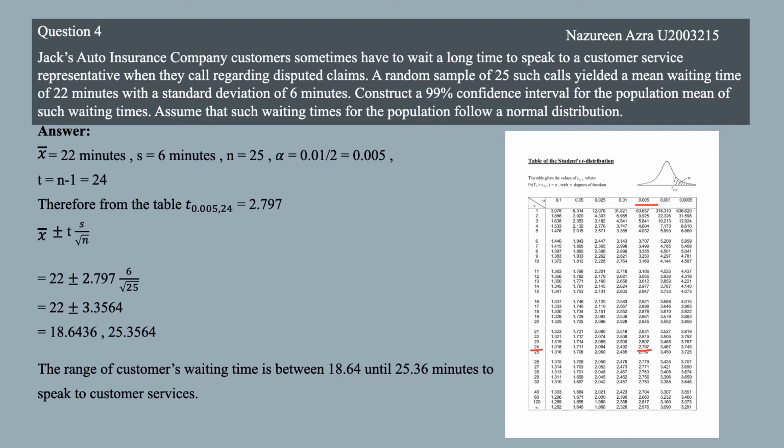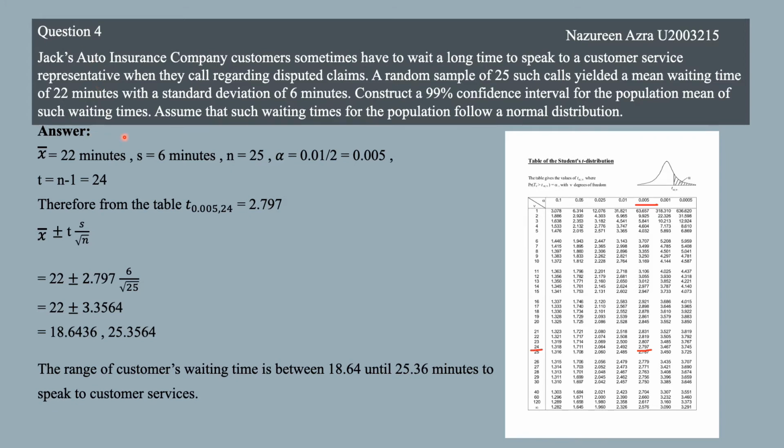Question 4. Jack's Auto Insurance Company customers sometimes have to wait a long time to speak to a customer service representative when they call regarding disputed claims. A random sample of 25 such calls yielded a mean waiting time of 22 minutes with a standard deviation of 6 minutes. Construct a 99% confidence interval for the population mean of such waiting times. Assume that such waiting times for the population follow a normal distribution.